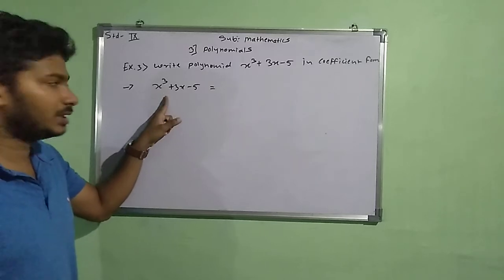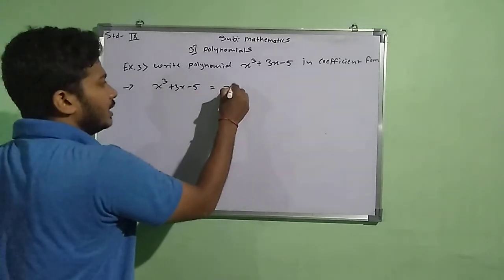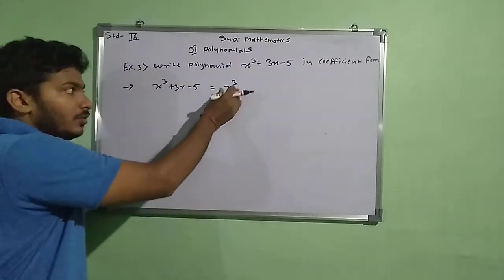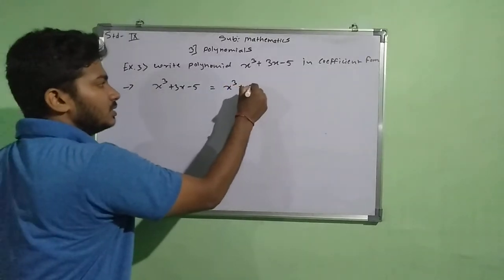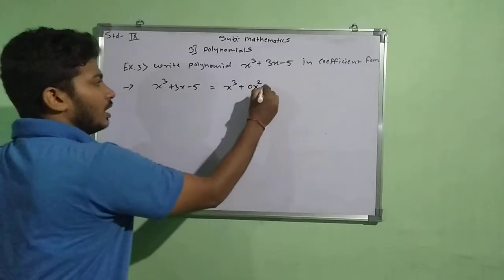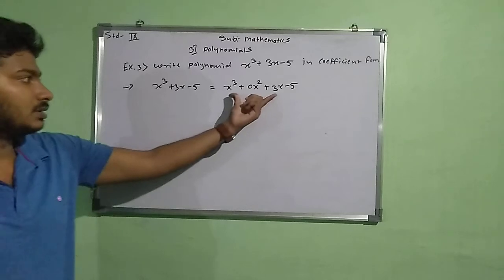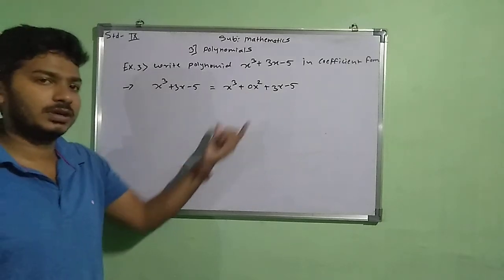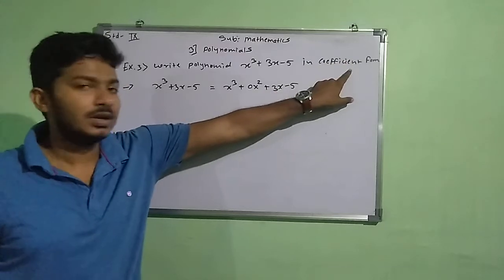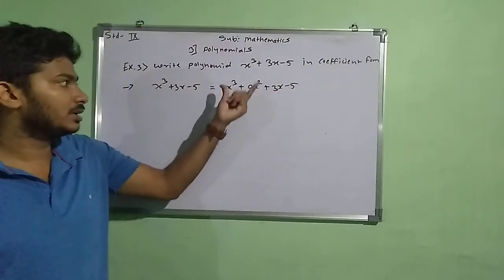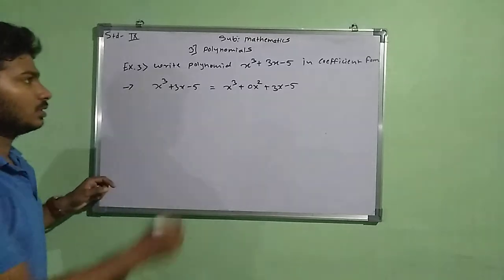Here we have to write the missing term, that means the variable with the square term. So x cube, after that the variable with power 2 will come, that means 0x square, after that 3x minus 5. So that is also called the index form. Always remember, while writing in the coefficient form, we always have to write our polynomial in the index form first. Now we will write the coefficient form.